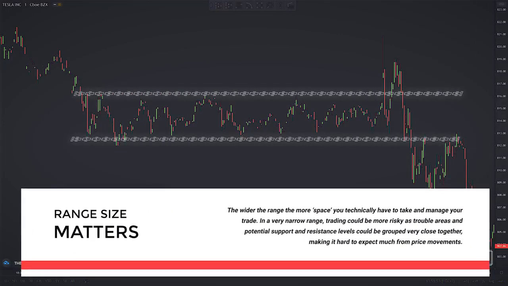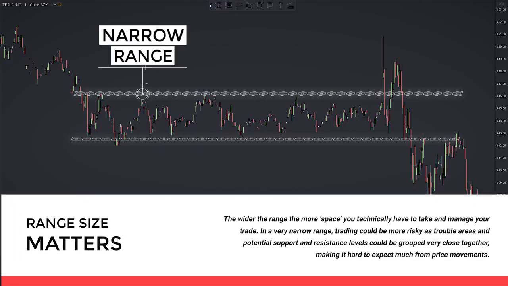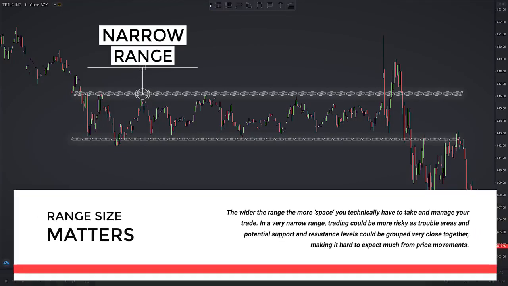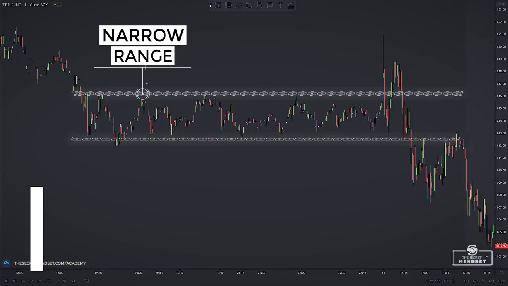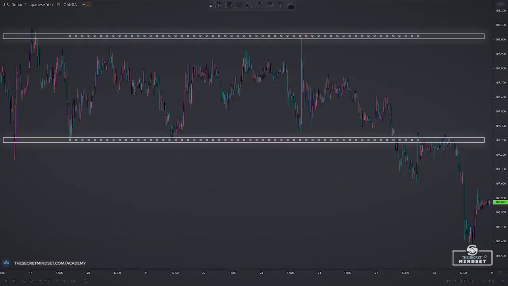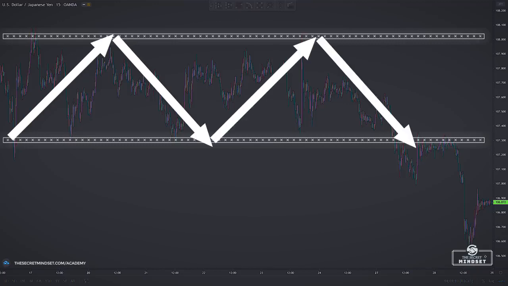In a very narrow range, as the one in this example, trading could be more risky as trouble areas and potential support and resistance levels could be grouped very close together, making it hard to expect much from price movements. Defining the range gives you a more clear perspective of the bigger picture.